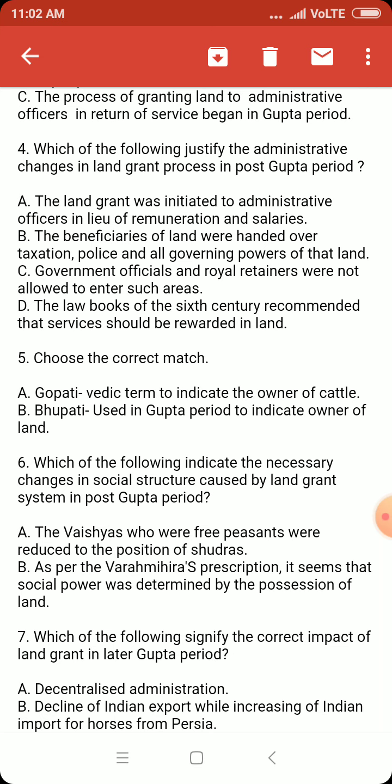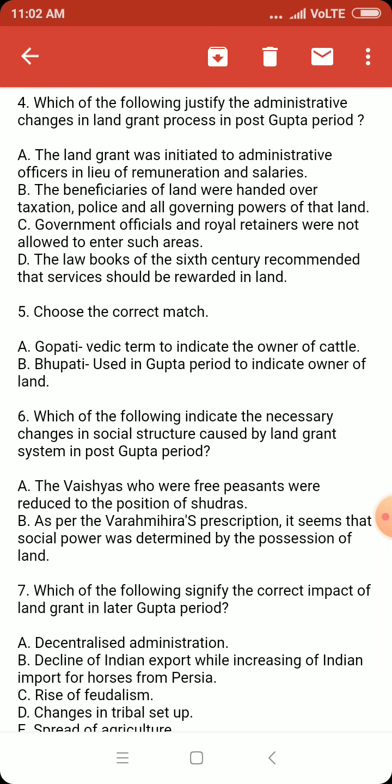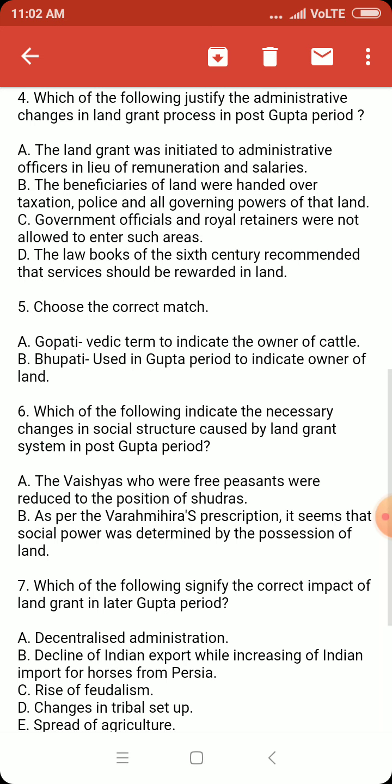I am already telling you that as time proceeded, the king began to transfer powers related to the king, like collecting taxes and controlling crimes. These powers were handed over to the beneficiaries of land in the post-Gupta period. That's why option B is also correct. Option C: Government officials and royal retainers were not allowed to enter such areas. This is also correct.